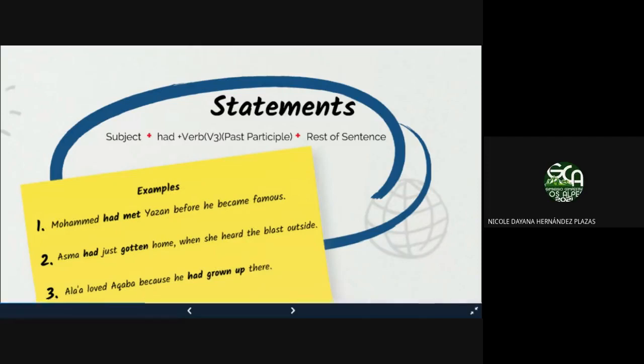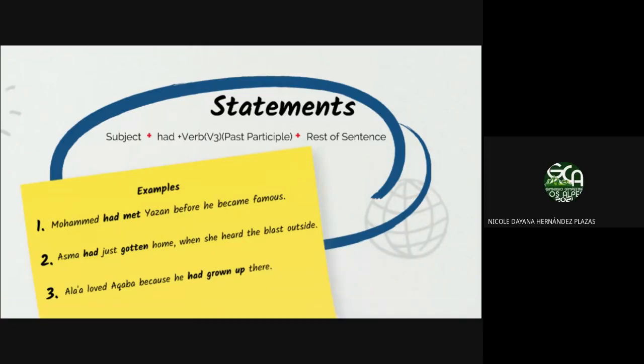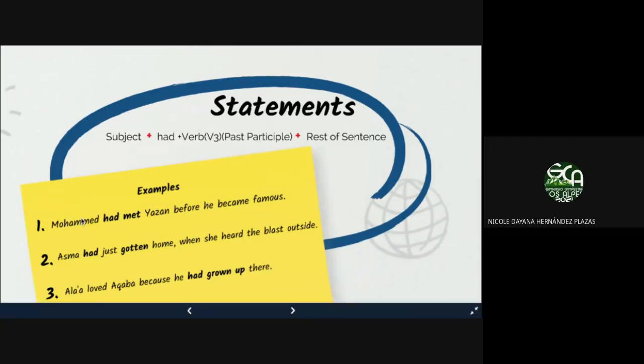Thank you, Princess. So look at these, babies. The structure: subject, then you have the auxiliary verb that in this case is had for everything, and then you have your verb in participle and the complement, the rest of the sentence. So Muhammad had met Yassam before he became famous.